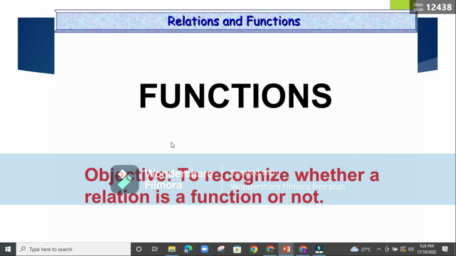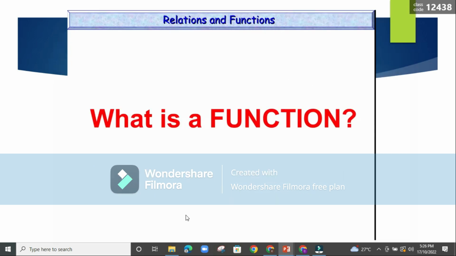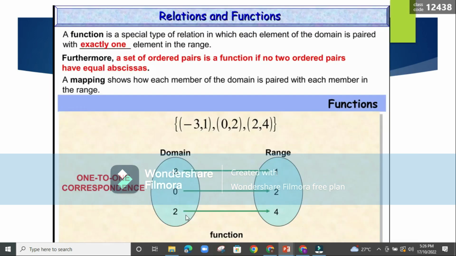Now, functions. The objective is to recognize whether a relation is a function or not. So how are we going to know if a certain relation is a function or not? Okay, let's proceed. So what is then a function? A function is a special type of relation in which each element of the domain is paired with exactly one element in the range. Furthermore, a set of ordered pairs is a function if no 2 ordered pairs have equal abscissas. Abscissas meaning the x coordinates or your elements in your domain.